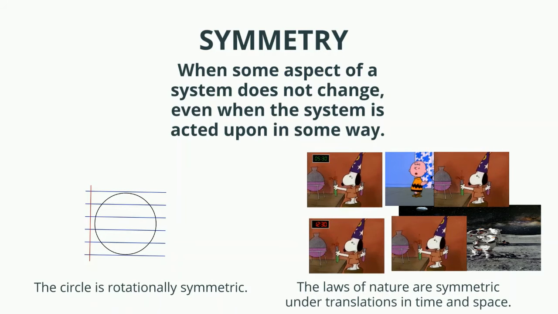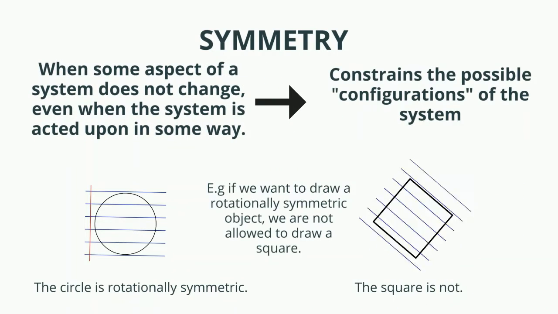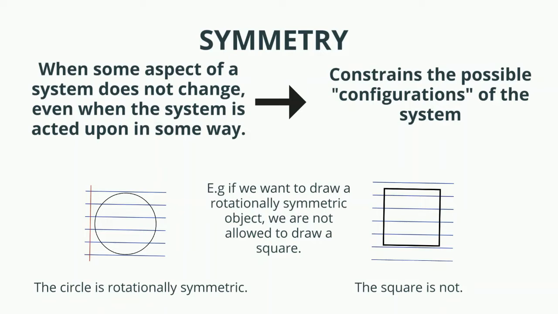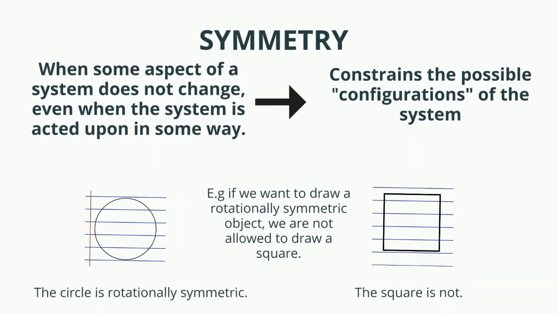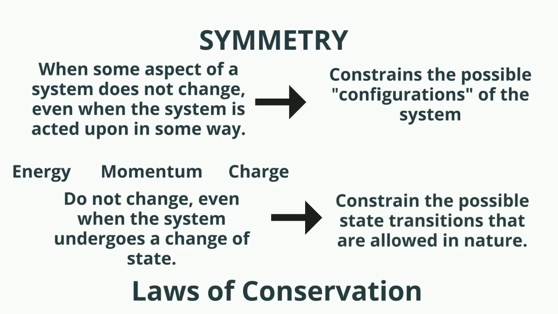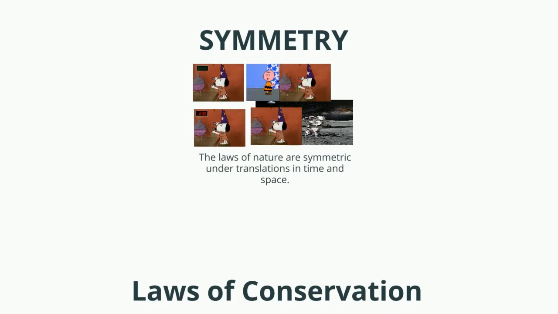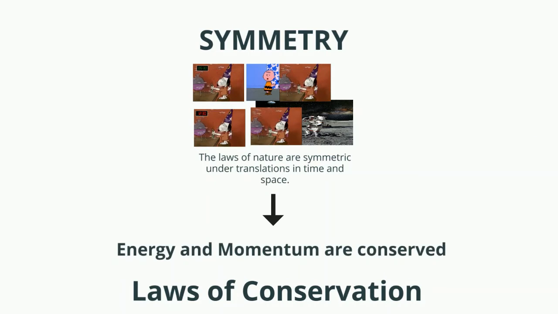We then noticed that imposing such a symmetry must constrain the possible configurations of the system, and therefore maps perfectly onto our notion of the laws of conservation, which similarly constrain the set of possible state transitions observed in nature. Finally, we gave a concrete example, the symmetry of the laws of nature under translations in space and time, which resulted in the conservation of energy and momentum.